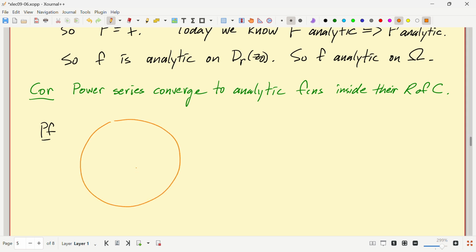is r. Let's see, here will be z naught. And this is going to be r, the radius of convergence of f. And I'm going to have a closed curve inside here. So here's a closed curve, gamma.